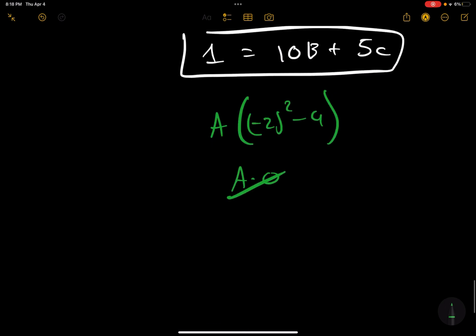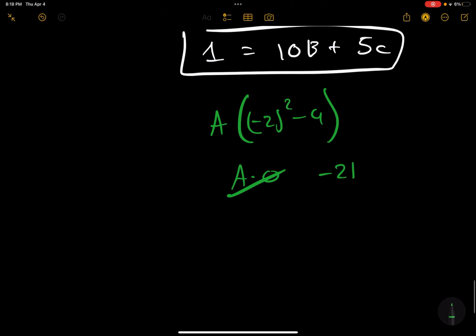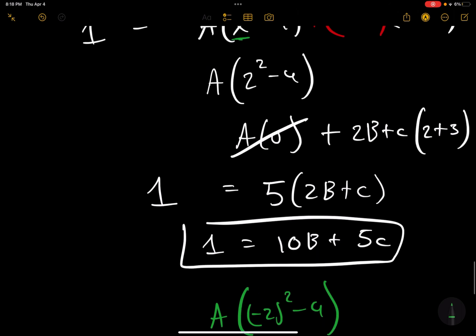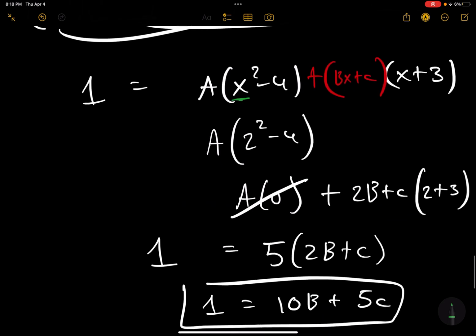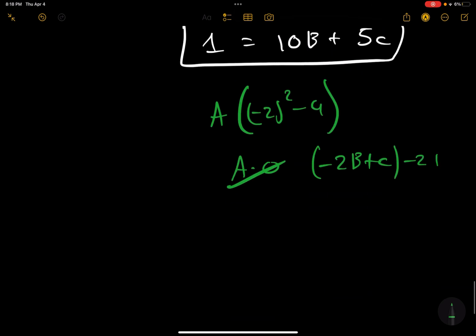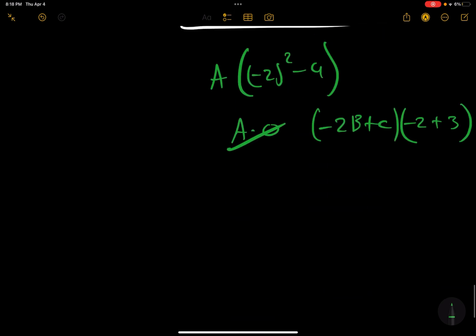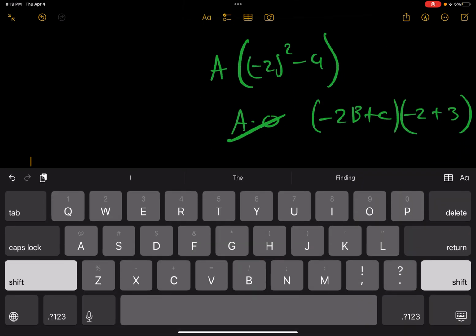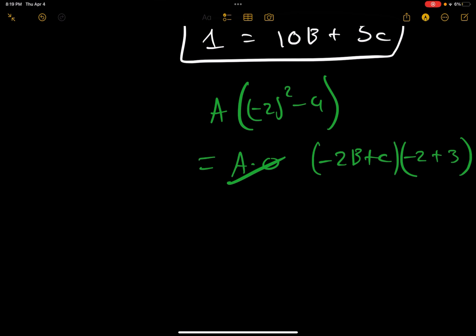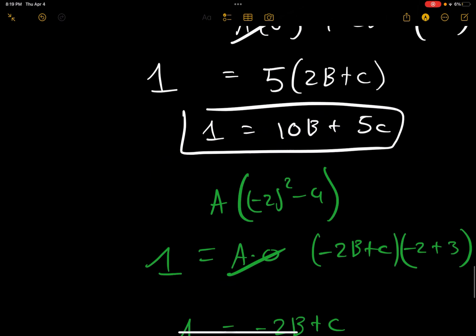But the other side, we'll have minus 2b plus c times minus 2 plus 3, which is just 1. So therefore, this is still equal to 1. So therefore, we have 1 equals minus 2b plus c.